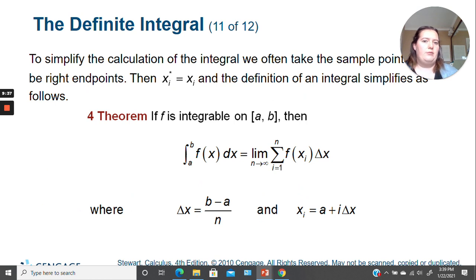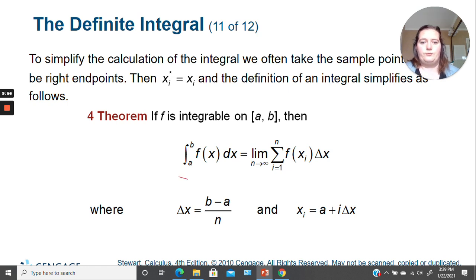This is what I was saying before. If you're allowed to choose any x value, then you might as well just decide which one we're going to use now and just use it. And so that's what this is. Most often you're just going to use the right endpoint. It makes the most sense, so you might as well use it.